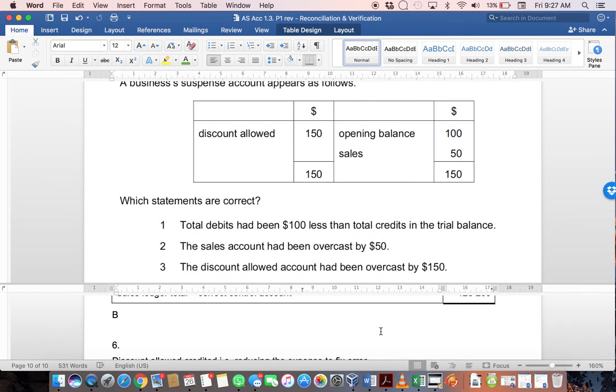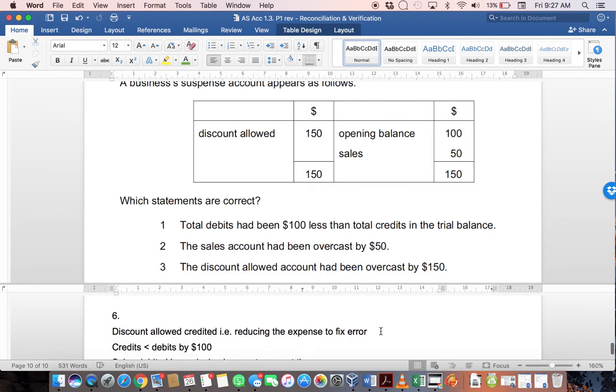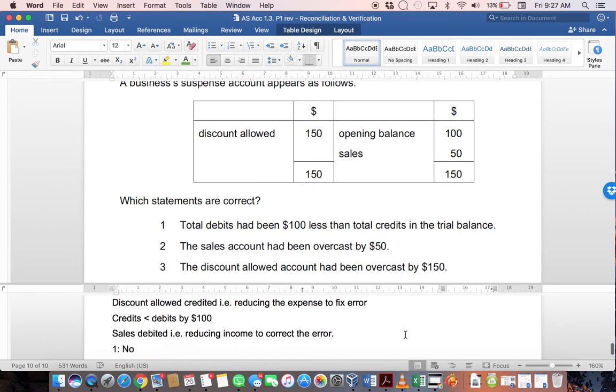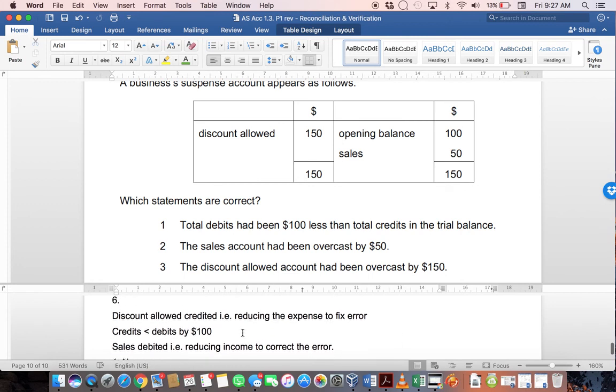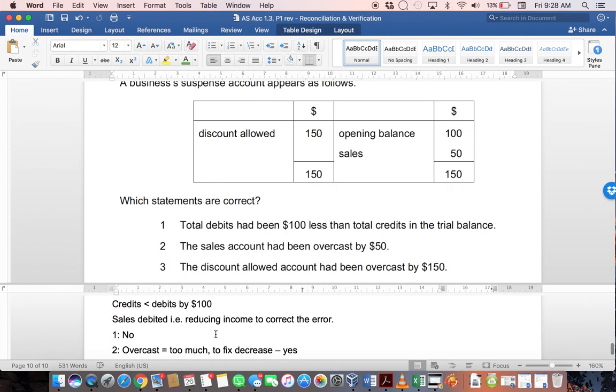So, which statements are correct? Well, the total debits had been $100 less than the total credits in the trial balance. Okay, now that is going to be correct. Sorry, it's not going to be correct. Have a look here quickly at what we've worked out. We've worked out that our discount allowed had to be credited, and our sales would have been debited, and therefore your credits would have been smaller than the debits by $100. Over here it says the total debits had been $100 less than total credits. No, because we've already worked out the credits must have been smaller than the debits by $100, so 1 is not an option. Number 2, the sales account had been overcast by $50.